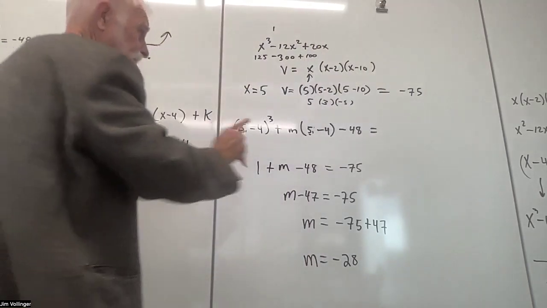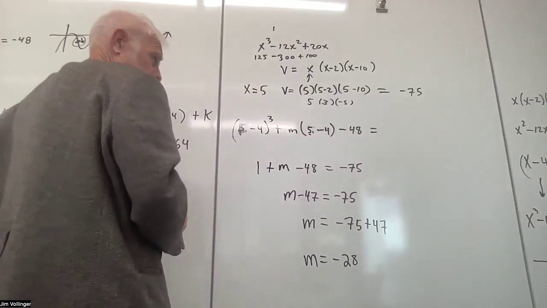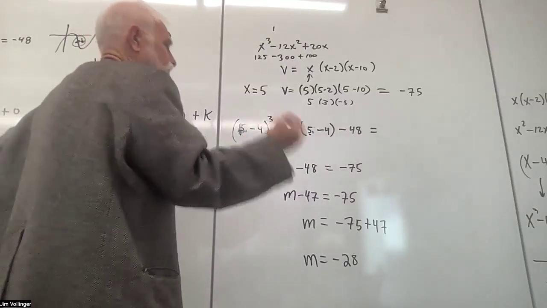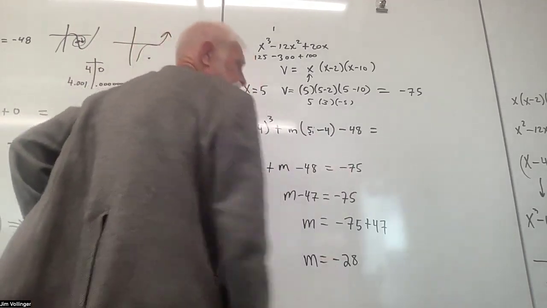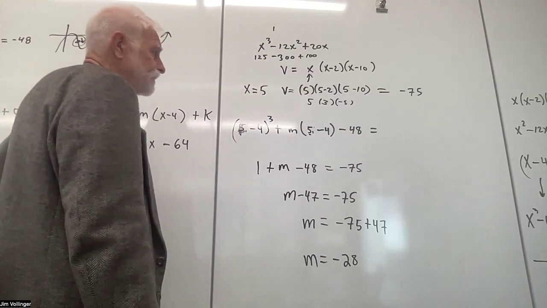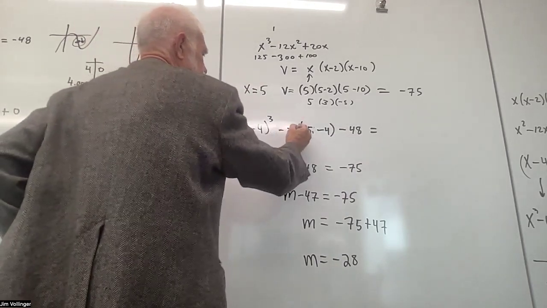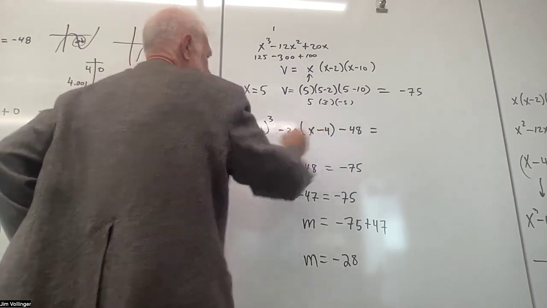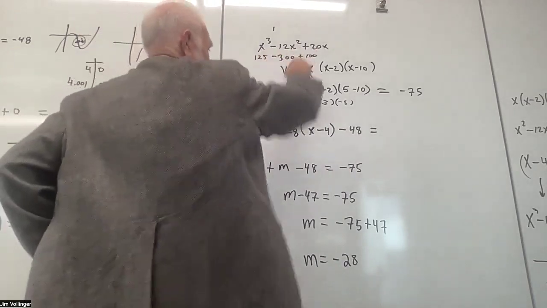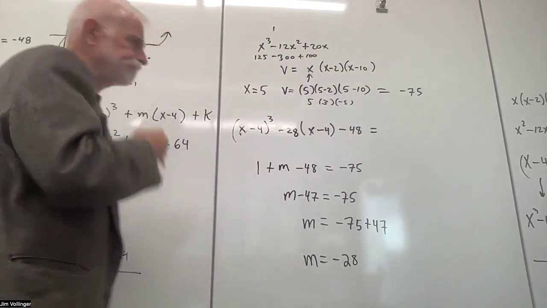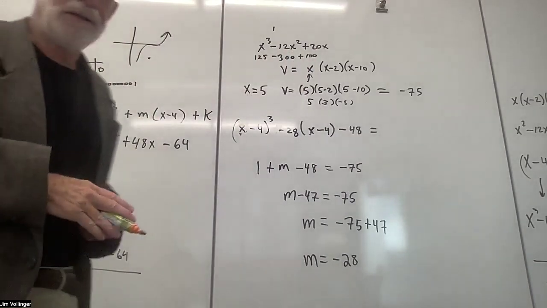Right, and yet to get minus 75 out, when I put 5 into this emerging graphing form, I get this calculation. I need minus 28. I need this to become minus 28 to get back to x cubed minus 12x squared plus 20x. So where did that all come from? How did I do that? Well, let's keep going here.